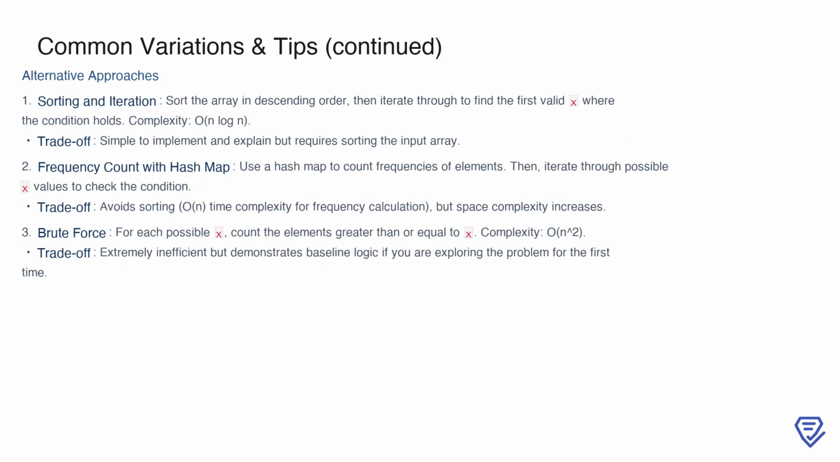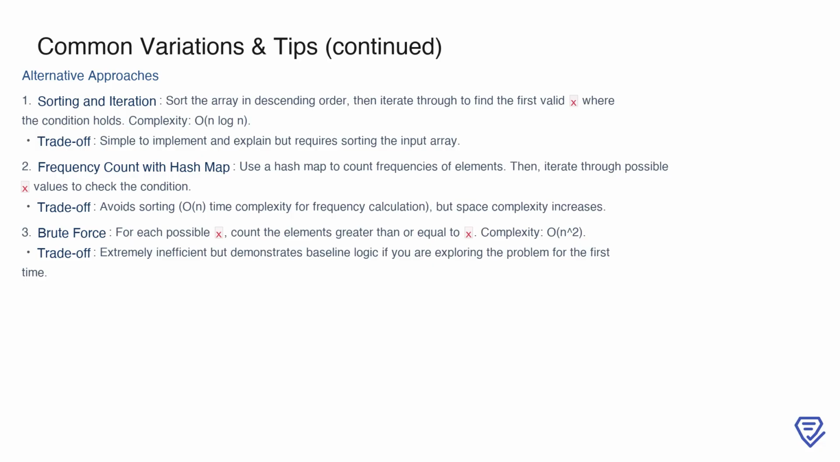There are several alternative approaches to solving this problem, each with its own trade-offs. One of the most common methods is to sort the array in descending order and then iterate through it to find the first valid x where the condition holds. This approach has a time complexity of O(n log n) due to sorting. While it's straightforward to implement and explain, it does require modifying the input array.